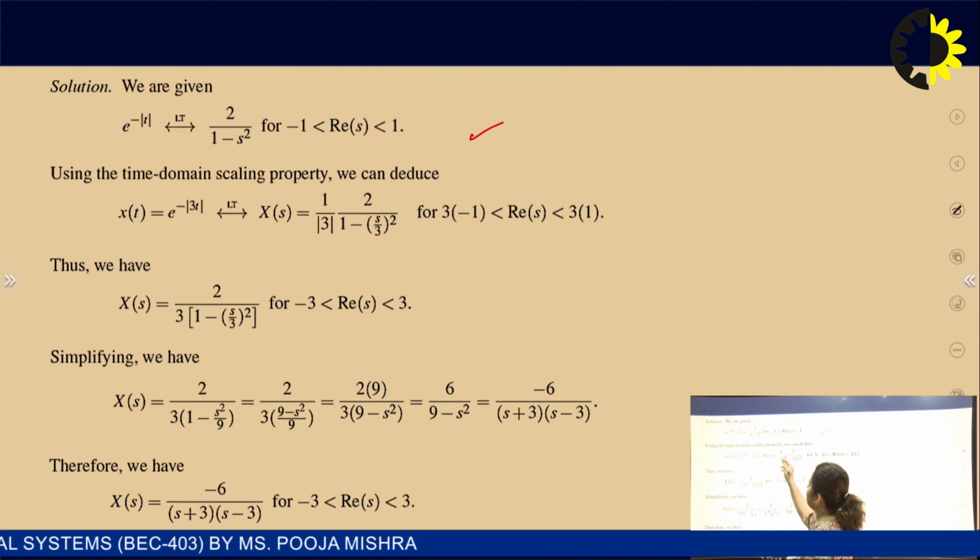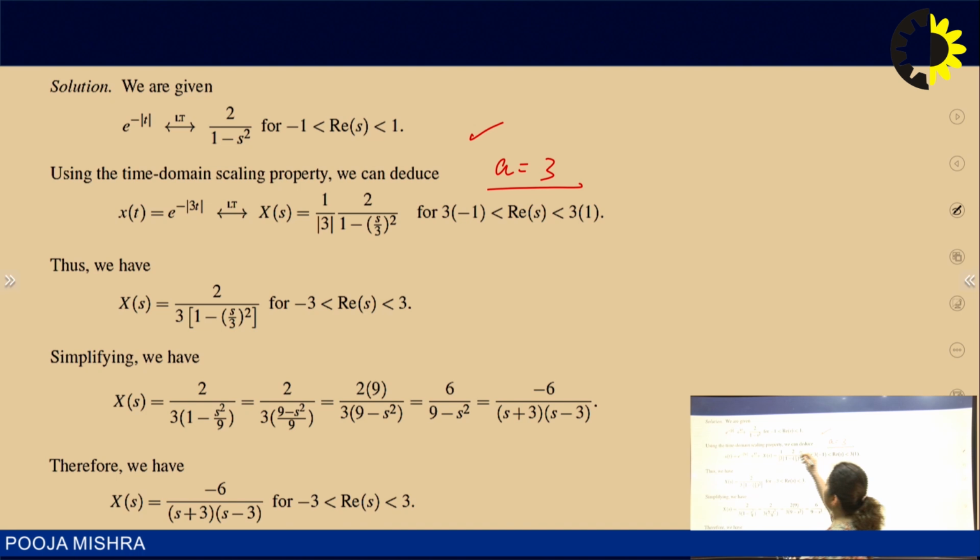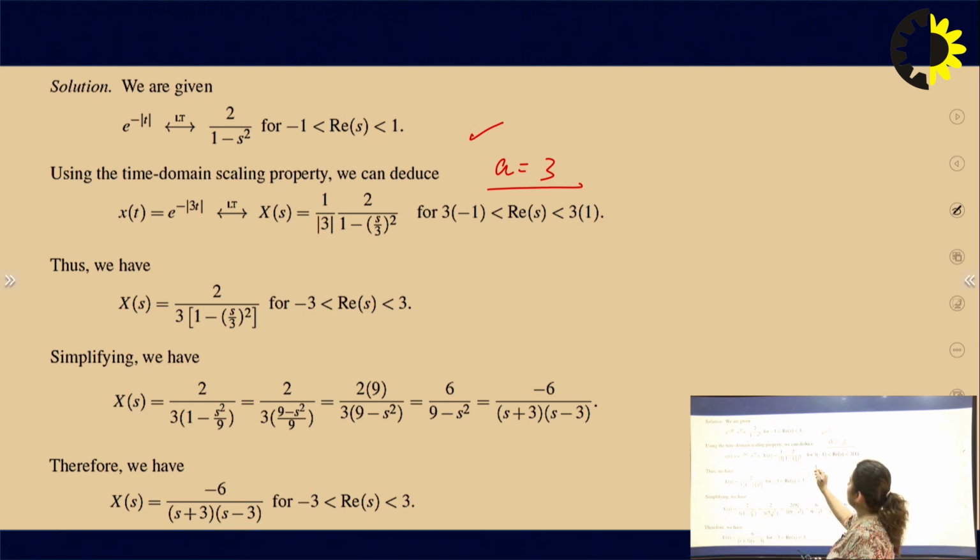that is 1 upon mod of a, here a is equivalent to 3. So 1 upon mod of 3, times 2 upon 1 minus (s by 3) whole square, for real of s between 3 multiplied by minus 1 and 3 multiplied by 1. So real of s lies between minus 3 and 3. Simplifying this equation, we have the two roots, at s equal to minus 3 and at s equal to 3, and therefore we have this expression, X(s) is equivalent to minus 6 upon (s plus 3)(s minus 3).